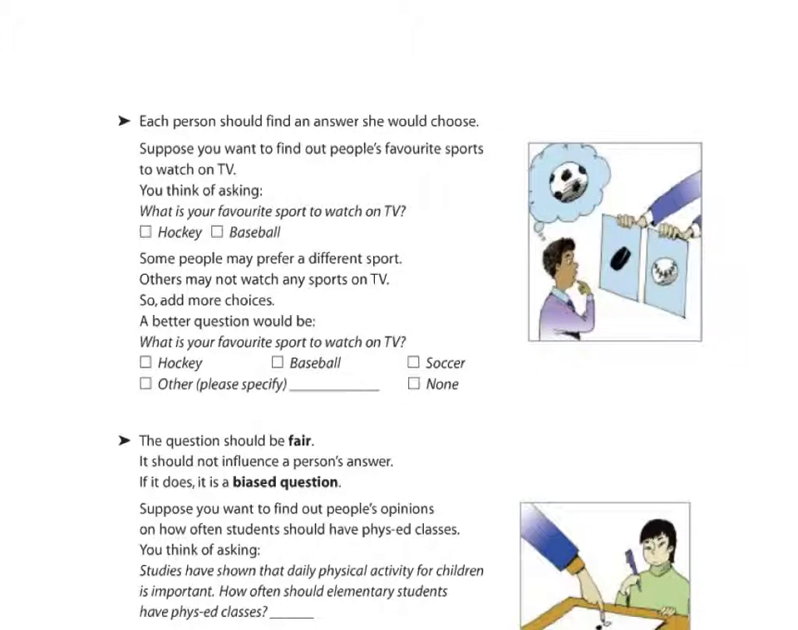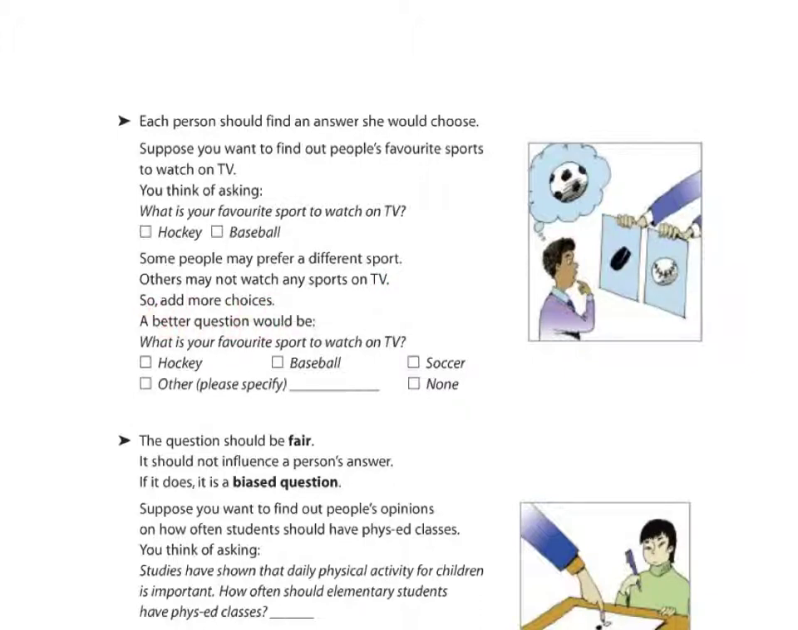But that might not be the sport that person prefers to watch. For example, in my house, we watch soccer. That's not an option here. I don't have that as a possibility. So some people may prefer a different sport. Others may not watch any sports at all on TV. So you need to add more choices.